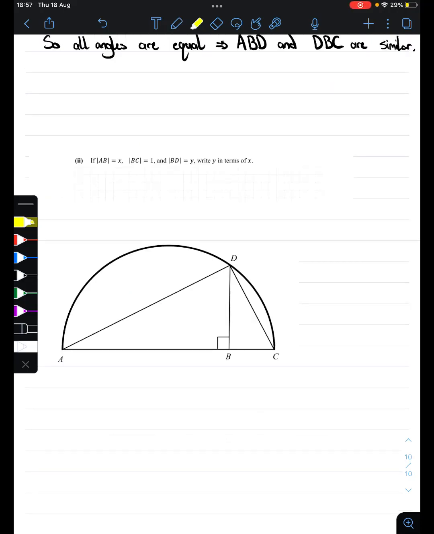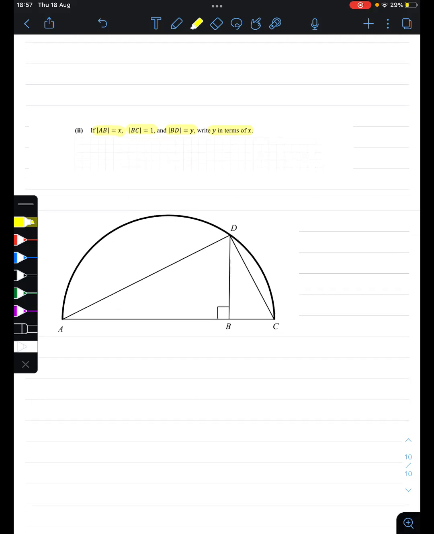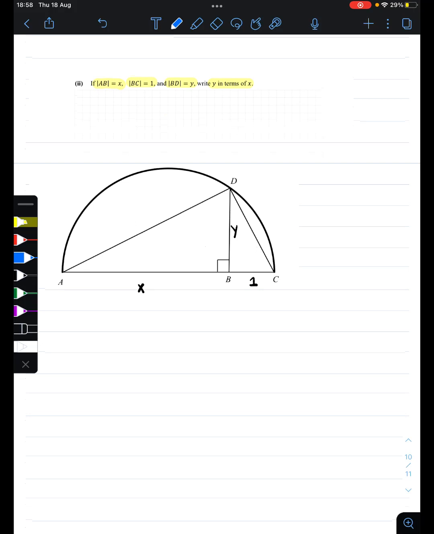Okay, now on to part 2. If the length of AB is x, the length of BC is 1, and the length of BD is y, write y in terms of x. I've added in this diagram here to make it easier to visualize. So we want to write y in terms of x.